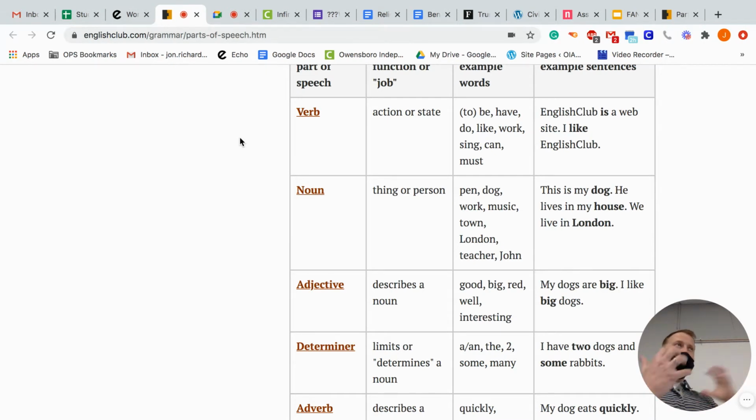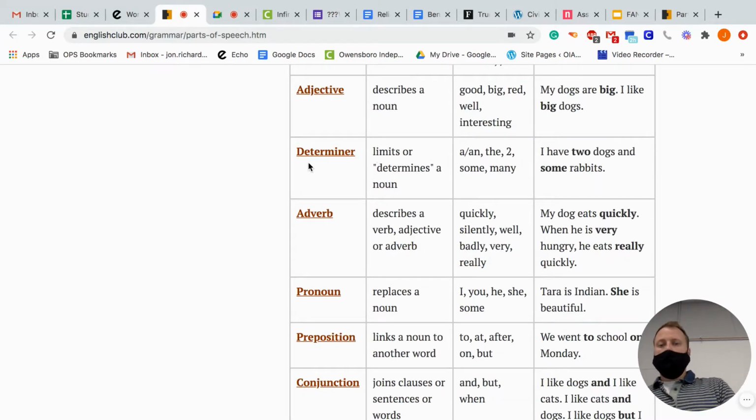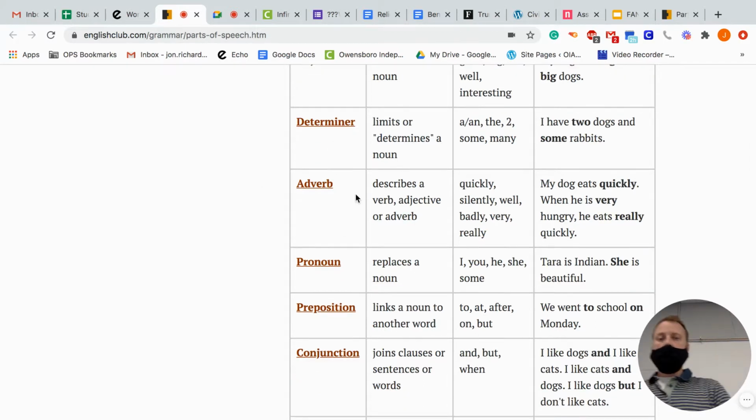And this is definitely a review for you all from middle school and maybe before, but we should know those. Determiners are a little less frequent, but they're kind of like adjectives in the fact that it kind of tells you and determines the noun. So it limits or determines the noun, like it can tell you how many or how far, something like that. So it can be like a apple, or an apple, it would be an apple. The dog, 2 pickles, some whatever. So I have 2 dogs and some rabbits. Those are determiners, okay?